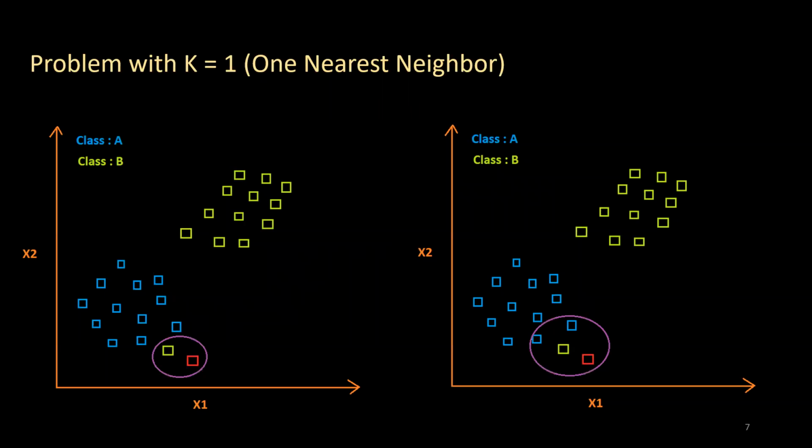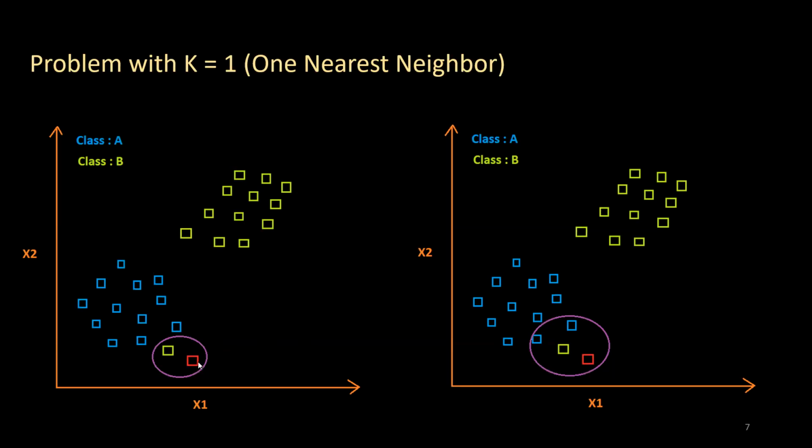Now, what could be the problem when k is equal to 1, or what could be the problem with only one nearest neighbor? Suppose our testing point is here, and in our data set, there is also a misclassification. We can see that this green point is a misclassified point. It belongs to class A according to the classifier. However, its original label is class B. So what happened? If our test point is at this position and we select only one nearest neighbor, in that case, we will not be able to classify it correctly.